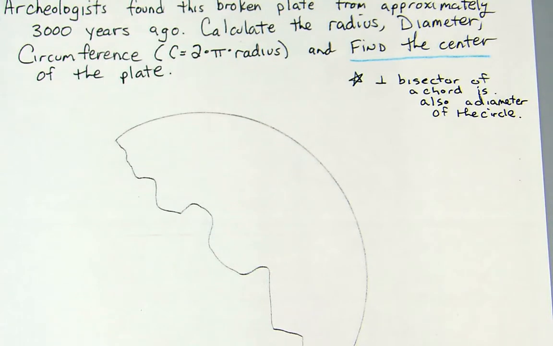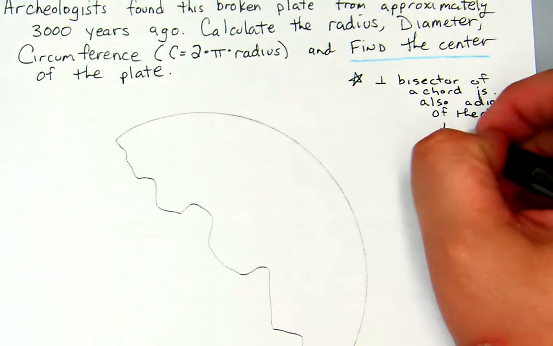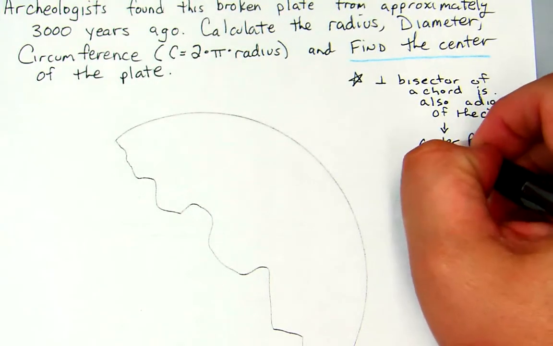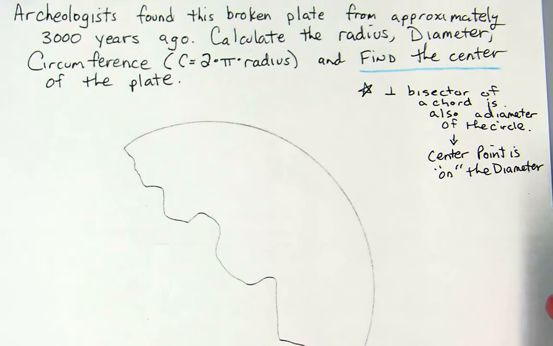The whole problem says, all right, we have to find the center. What does the diameter do? What is special about the diameter? It goes all the way across a circle, but what special point is on the diameter? The center point. The center point is on the diameter.